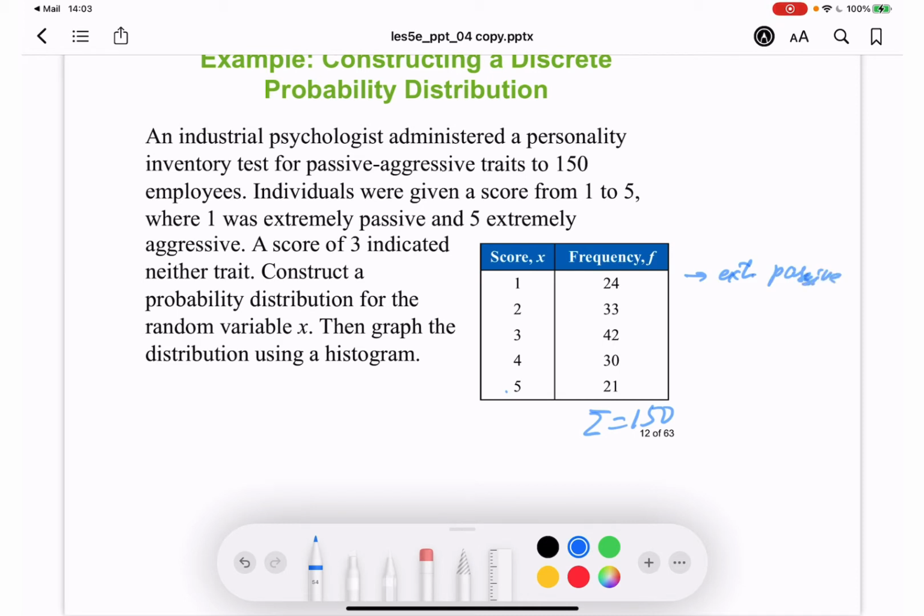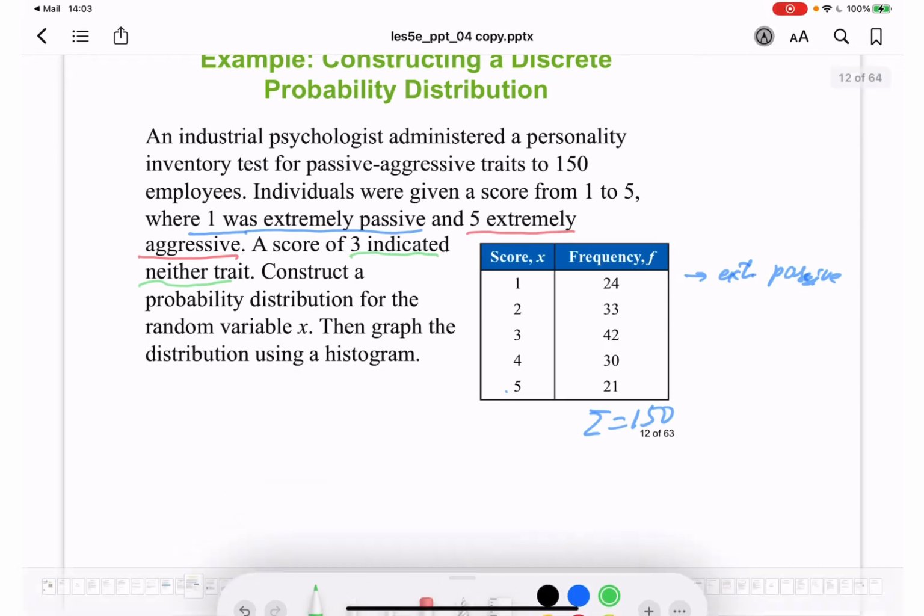I can underline extremely passive. And 5 is extremely aggressive. So outliers, either one end or the other end. A score of 3 indicates neither, or balanced out. So construct a probability distribution for the random variable x and graph the distribution using a histogram.